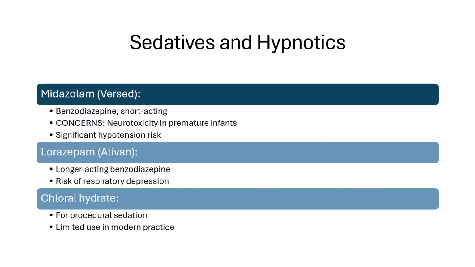Sedatives and hypnotics appear less frequently on the exam, but are still important to understand. Midazolam, Versed, is a short-acting benzodiazepine sometimes used for brief procedural sedation. However, there are significant concerns about neurotoxicity in premature infants and risk of hypotension. Lorazepam, Ativan, is a longer-acting benzodiazepine that may be used occasionally, but it carries risk of respiratory depression. Chloral hydrate was once common for procedural sedation but has fallen out of favor in modern practice.